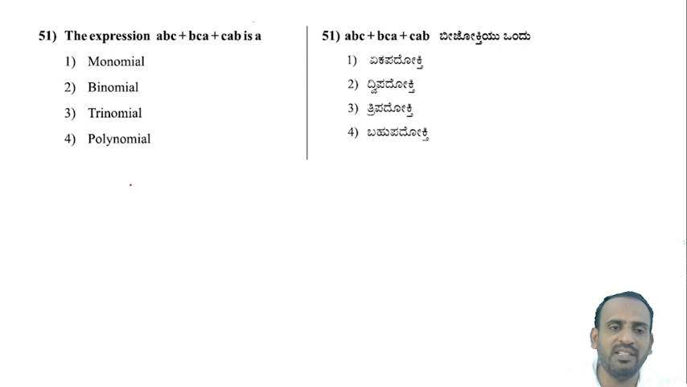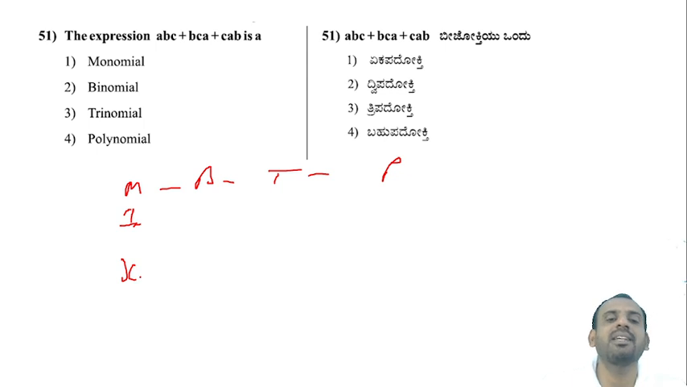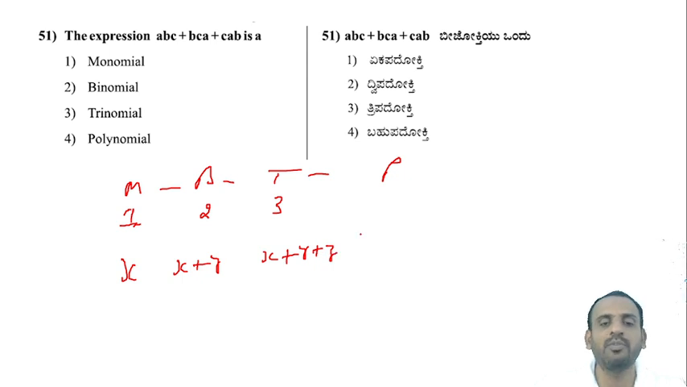So I'll just write the initials here as we know already. M for monomial, B for binomial, T for trinomial, P for polynomial. Monomial means only one term will be there. Example, only X. Binomial means two terms will be there. It can be X plus Y. Trinomial means three terms will be there. For example, X plus Y plus Z. Three terms will be there.